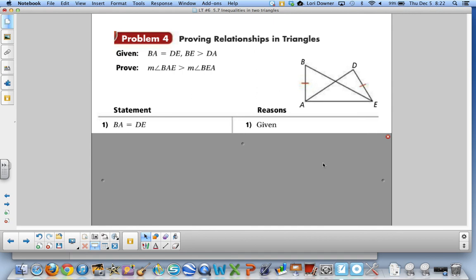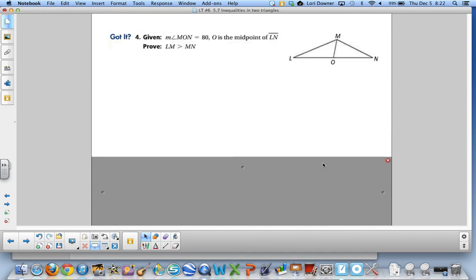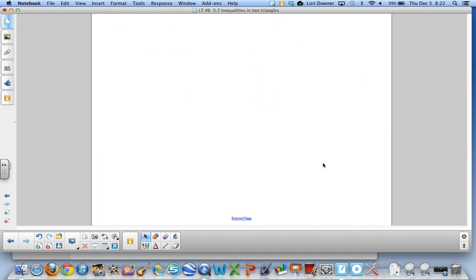We're going to skip this proof and that one. And that is the movie for Learning Target 6.